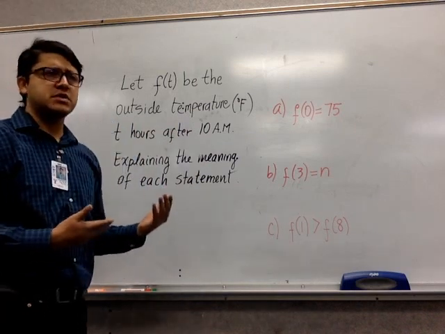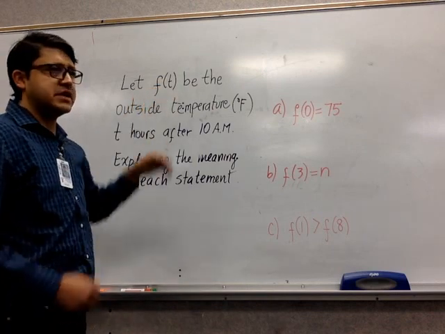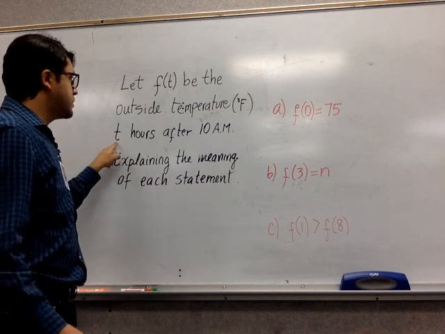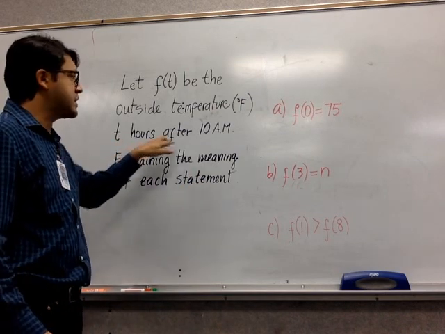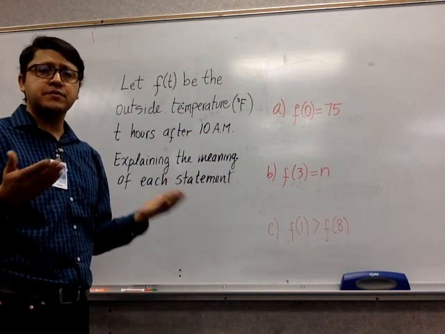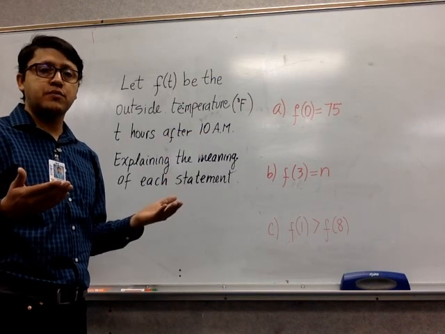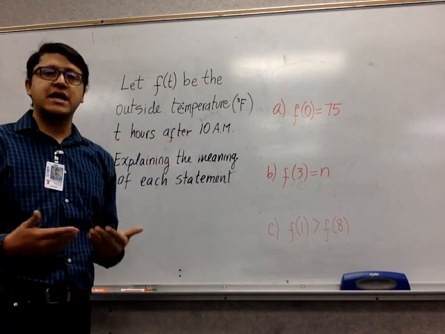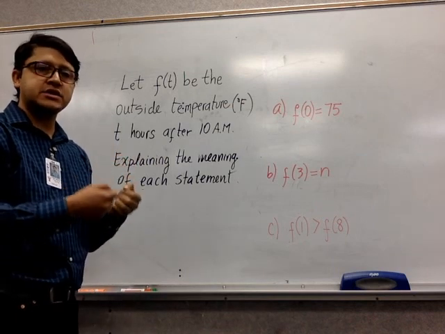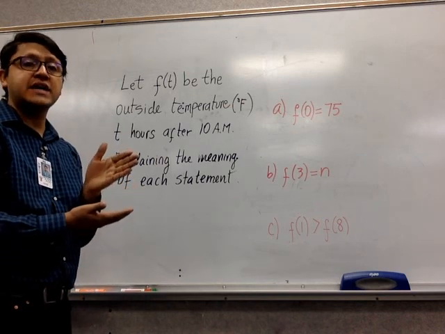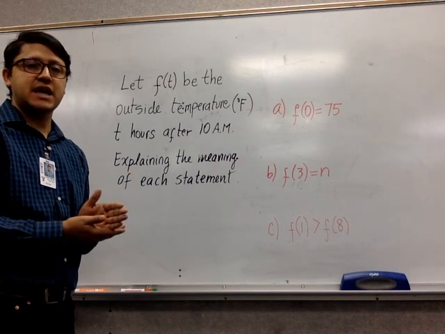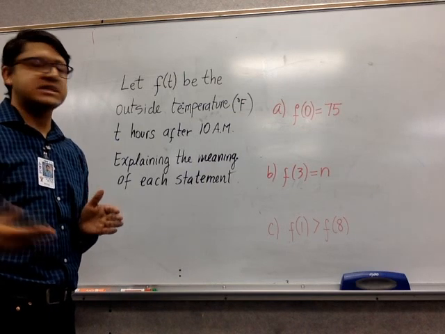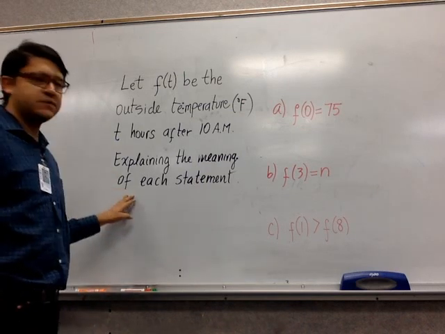The statement says this: f of t is a function where the output is a temperature and the input is t, meaning hours after 10 a.m. So we're talking about time compared to temperature. In this case, the time in hours is hours after 10 a.m. It means that I start measuring temperature at 10 a.m., and then every hour that passes is 1 or 2 or 3 hours after 10 a.m. So we have to explain the meaning of each statement.